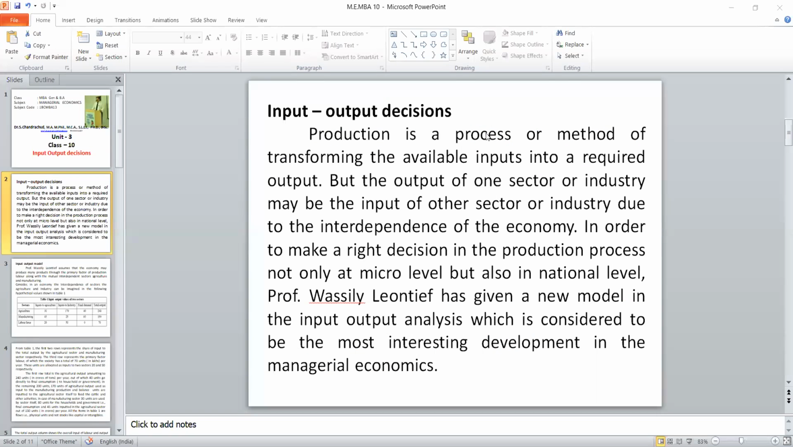Today's class is the input-output model. This model was given by Wassily Leontief. For that, he used a two-sector model in which only one factor of production, called labor, is utilized. So why did he give this model?